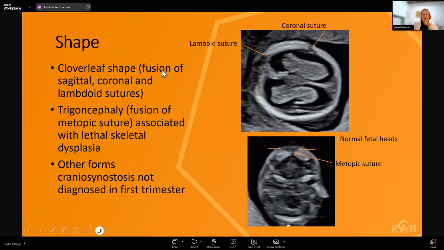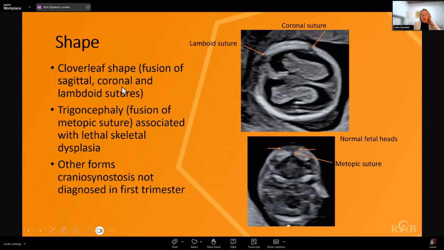And this is because you're getting fusion of the sagittal, which we can't see in this axial view, the coronal, so here's a coronal suture, you get fusion here, and the lambdoid sutures here. So with a cloverleaf shape, this area here becomes narrowed and the head becomes quite tall. And then we also get narrowing of this area here. So we get a bulge and a bulge here, and then we get 2 bulges at the back.